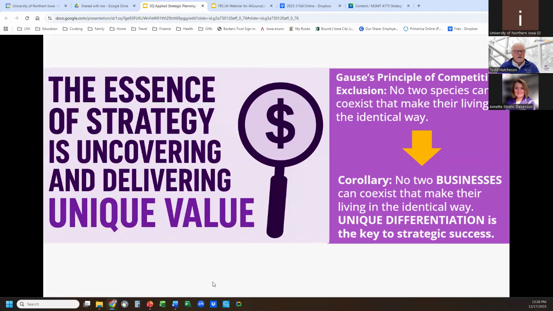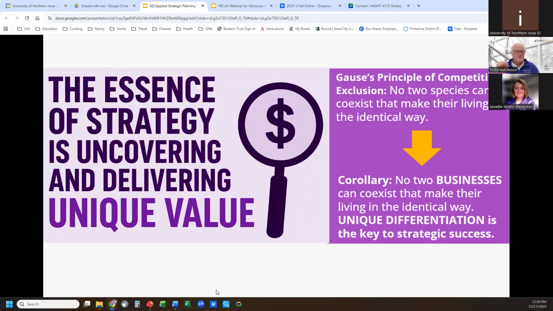Again, understanding unique value. So I want to use some tools to go and take a look at that unique value. Upper right-hand corner, Gauss's principle of competitive exclusion. No 2 species can coexist and make their living in the identical way. Okay, think about that for a minute. You don't see 2 different species in exactly the same space at exactly the same time. It just doesn't work that way in the natural world.